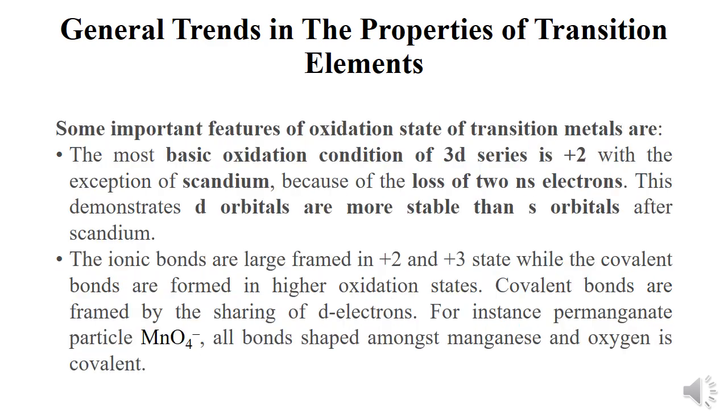So next, some important features of oxidation state of transition metals are: the most basic oxidation state of the 3d series is +2 with the exception of scandium, because of the loss of 2 ns electrons, which demonstrates that d orbitals become more stable than the s orbital after scandium. And ionic bonds are generally formed only in the +2 or the +3 oxidation state, whereas the covalent bonds are formed in the higher oxidation states.